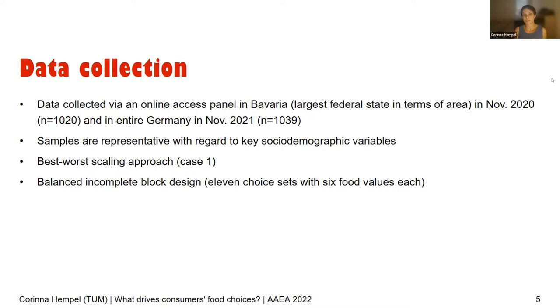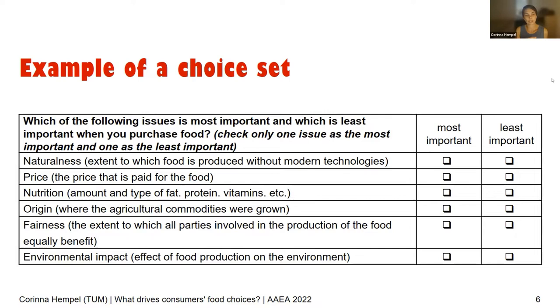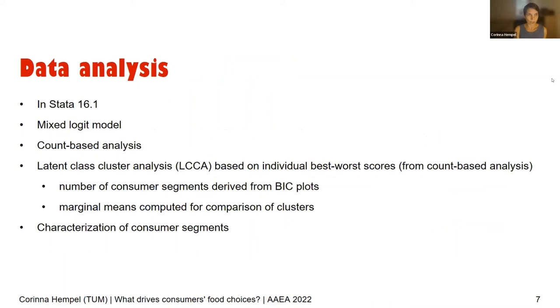And as in the initial research by Lusk and Briggeman, we applied a best worst scaling approach, so a case one best worst scaling. We did use a balanced and complete block design, so we had 11 choice sets with 6 food values in each choice set. And this is what such a choice set looked like. So there were 6 food values in each choice set, and then the respondents had to indicate which of those food values is the most important to them and which one is least important, and they had 11 of those choice sets.